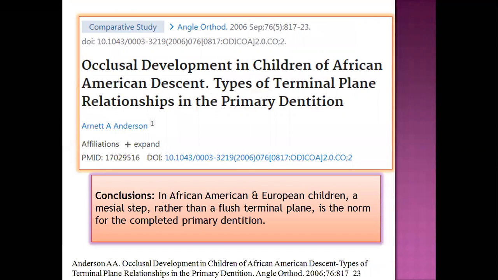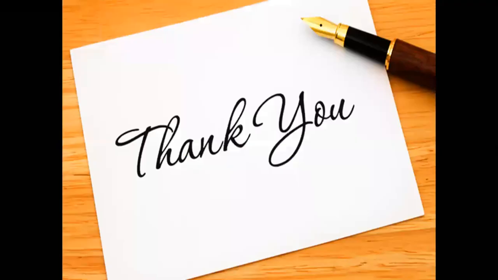Now, occlusal development in children of African American descent and the types of terminal plane relationship in the primary dentition were studied by Arnett et al., a comparative study in the Journal of Angle Orthodontics, 2006. They concluded that in African American and European children, a mesial step rather than a flush terminal plane is the norm of the completed primary dentition.